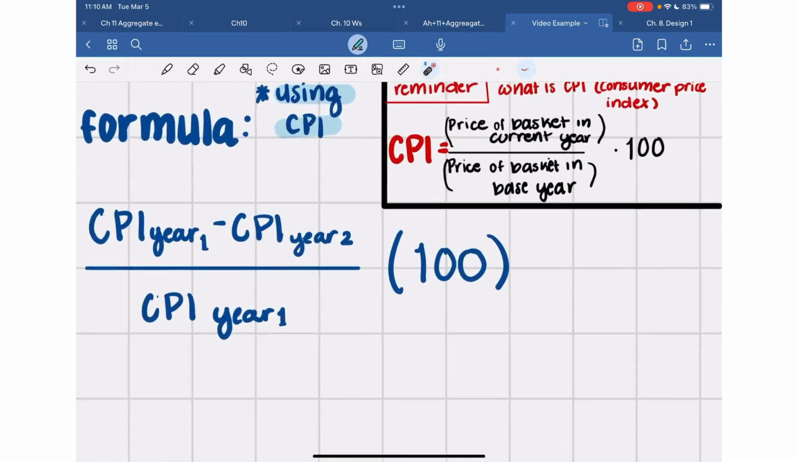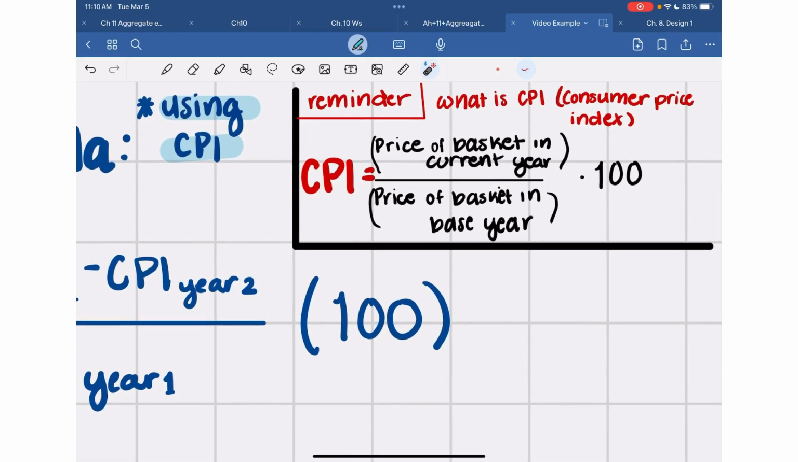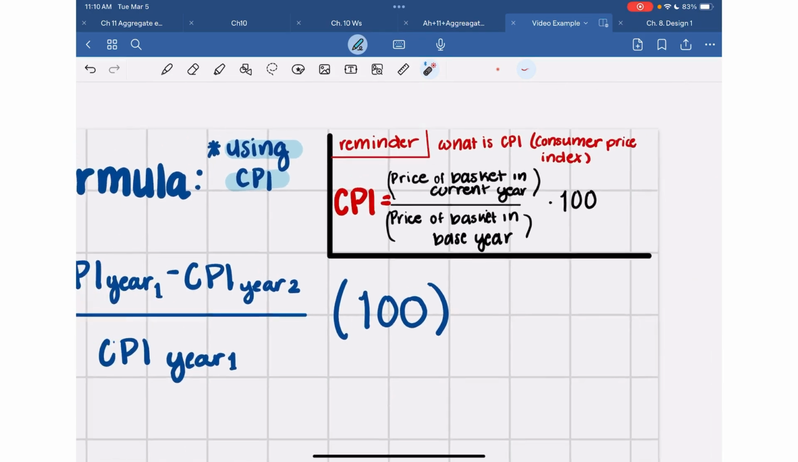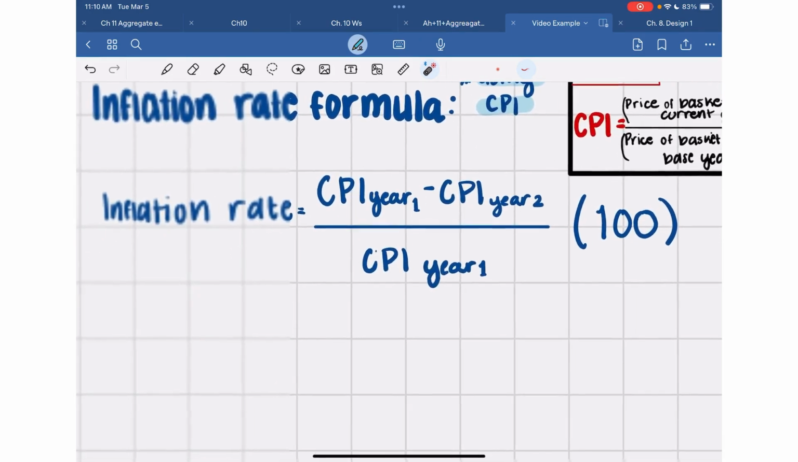Just a quick reminder of what CPI is. CPI is the Consumer Price Index. So it's the price of the market basket in the current year over the price of the market basket in the base year, all times 100. Let's look at how to calculate inflation rate from that.